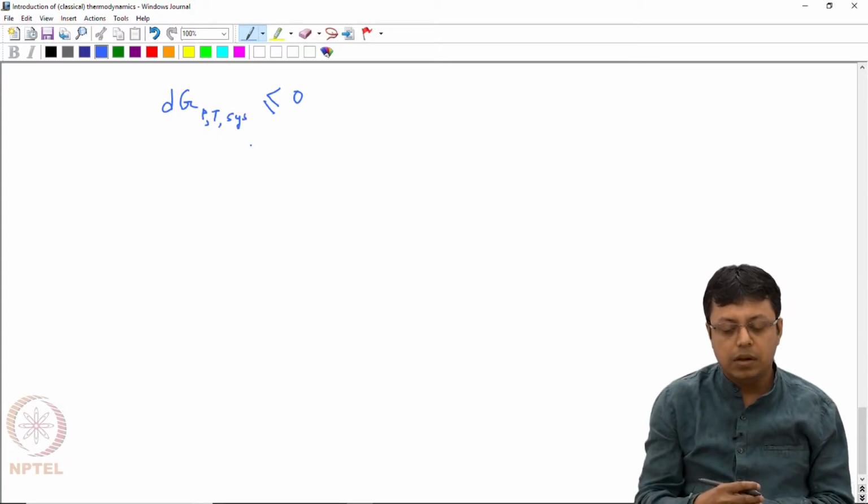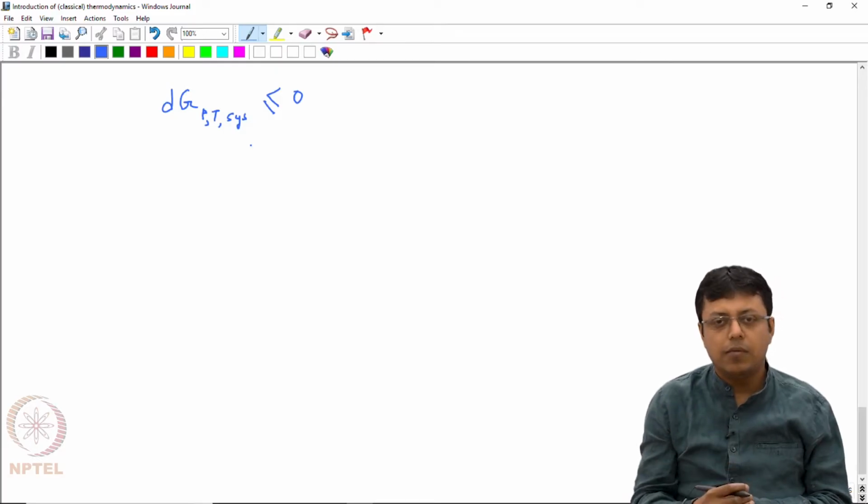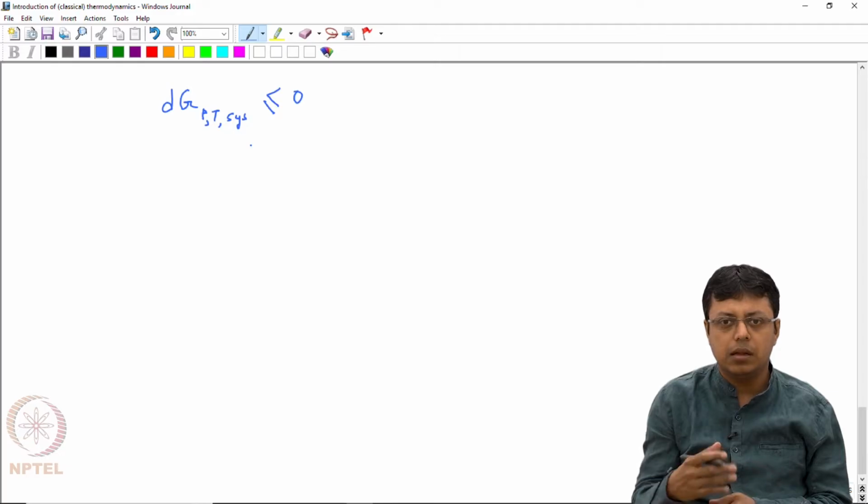So now we are going to actually consider how this Gibbs free energy changes with respect to parameters like pressure and temperature, and how we can actually use it for discussing chemical or physicochemical transformations.